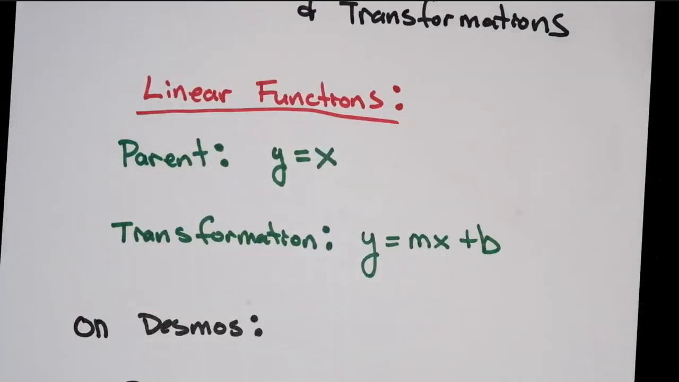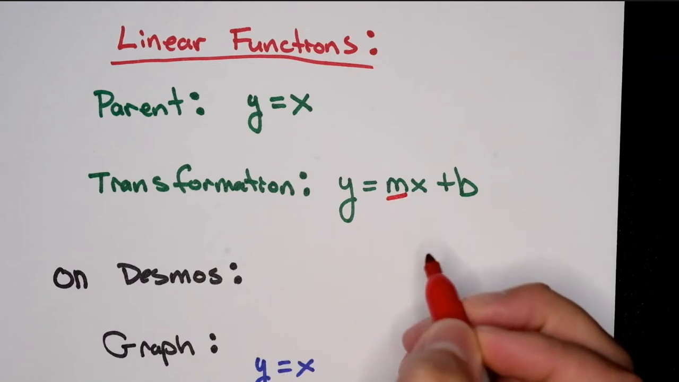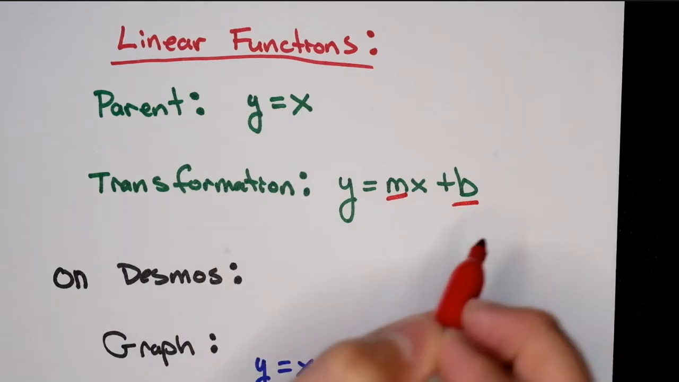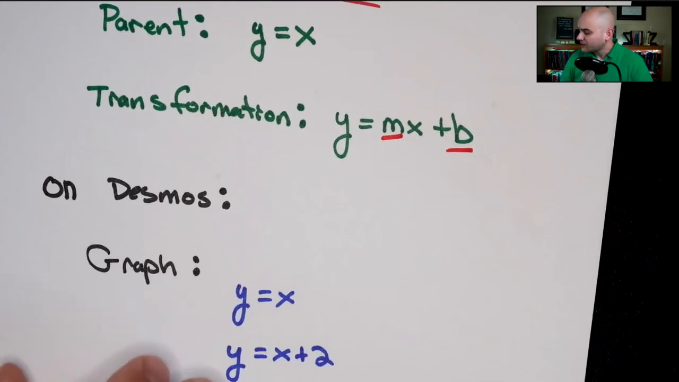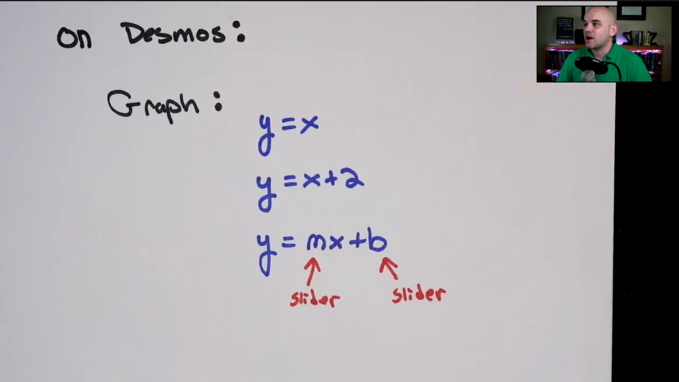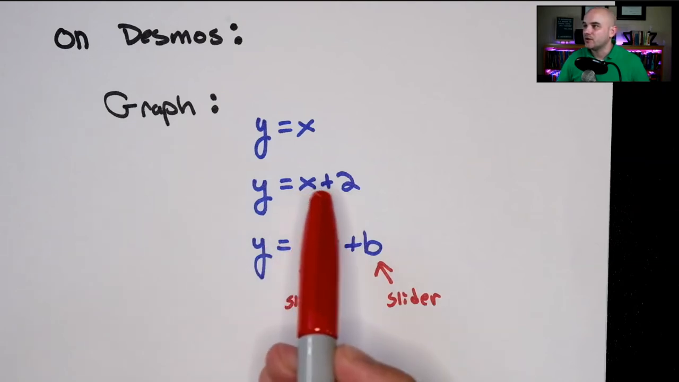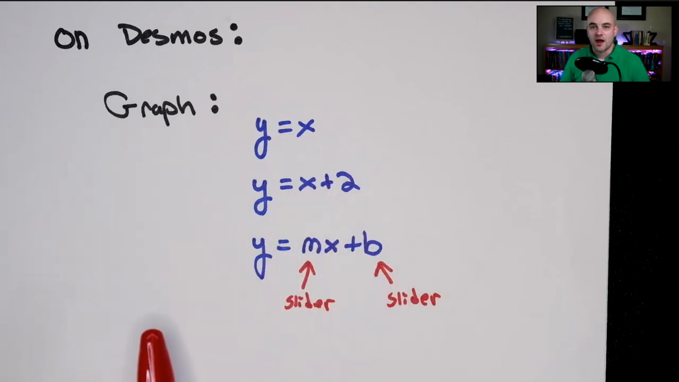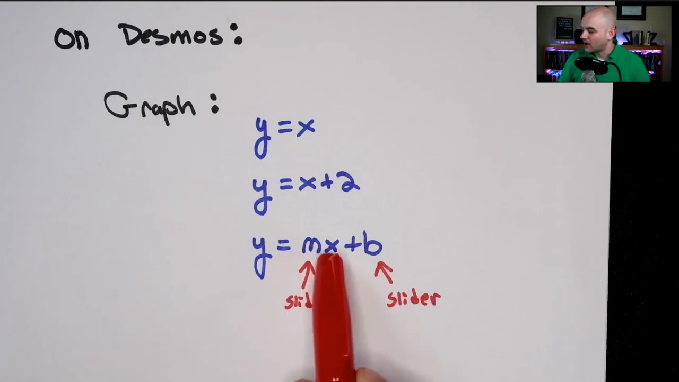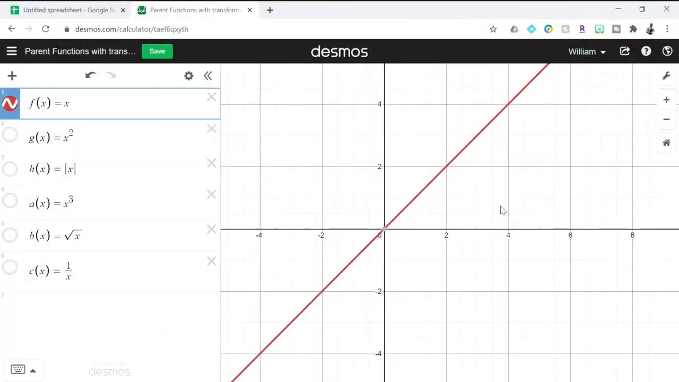So that's the parent function, and then in the transformation form, I went ahead and wrote this like you learned in algebra, where we have y equals mx plus b. Remember, we always described m as the slope and b as the y-intercept. That's what we're going to keep as we put it into Desmos. I want you to graph these three things in Desmos if you haven't already. We're going to look at the parent function, then x plus 2 to see how that transforms the graph, and lastly y equals mx plus b, where we make m and b a slider. So let's hop over to Desmos and do that.